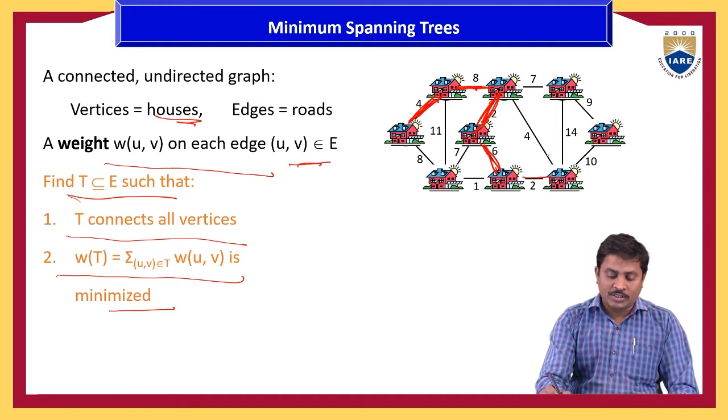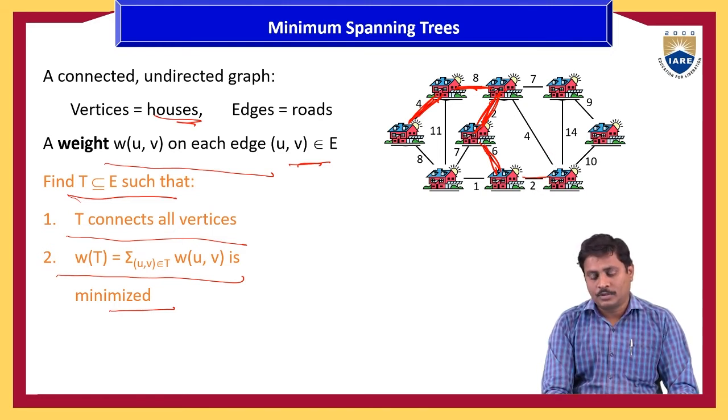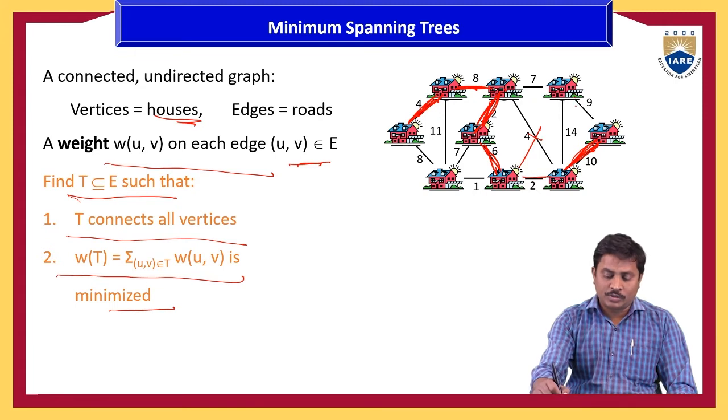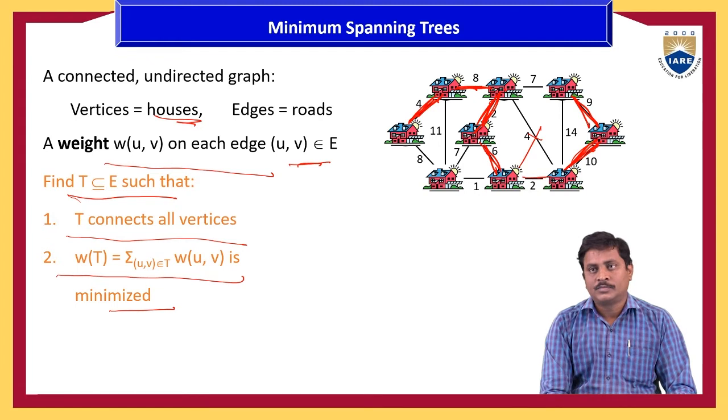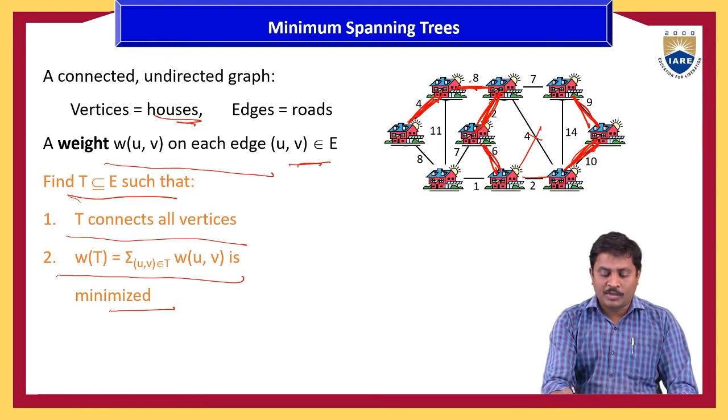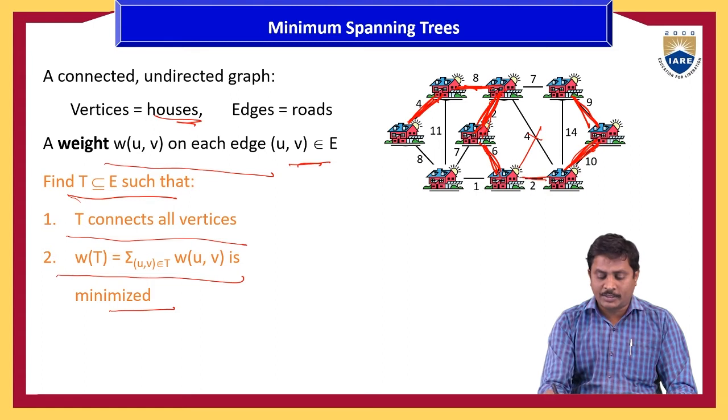But here, suppose you choose this road 4, it forms a loop, so we won't choose this one. In the remaining two values, this 10 is the minimum cost value. We choose this one. This house connects with only this road, this is 9, so we choose this one. Now this is the minimum cost spanning tree which is used to repair these roads.